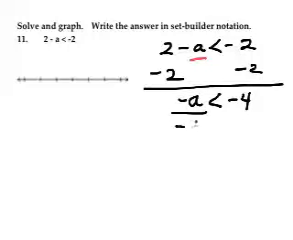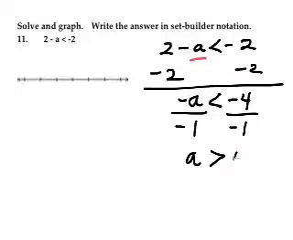Divide or multiply. For some reason I'm always dividing. I guess I got into this habit. Anyway, it doesn't matter. Negative 1 into negative a makes it a. We turn the sign around because we're dividing by a negative. And negative 4 divided by negative 1 makes it 4. So a is greater than 4.